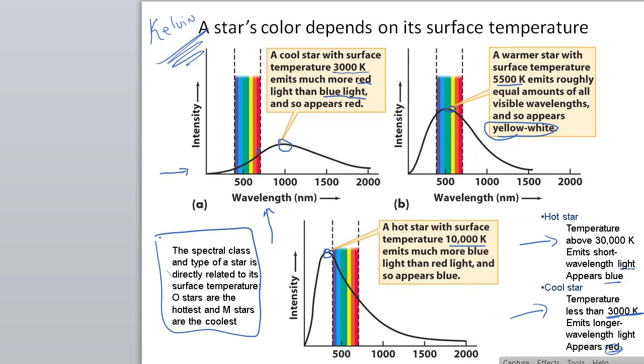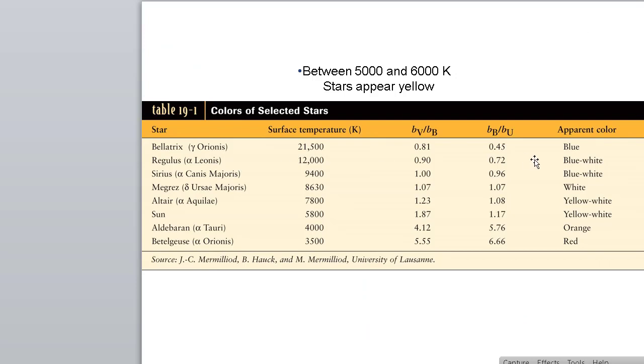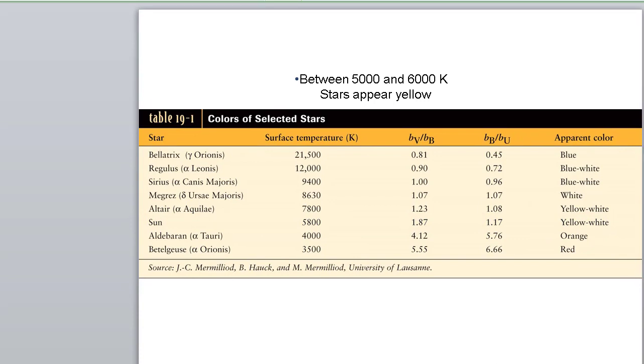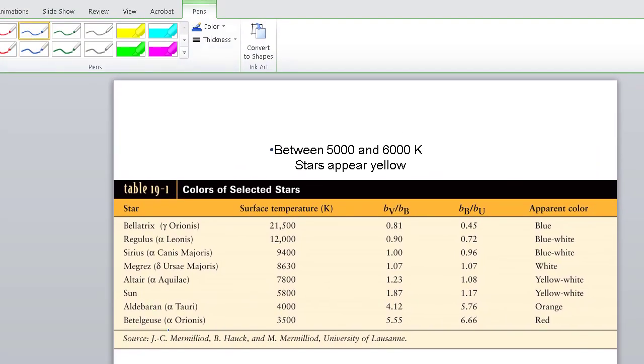So our spectral classes are figured out through temperature, and how they're figured out is through surface temperature and color. When we look at the spectral classes of different stars and their apparent colors, this is what you're going to see. Our sun is yellow-white, because its surface temperature is about 5,800 Kelvin. Betelgeuse is about 3,500, so it's in the red area.